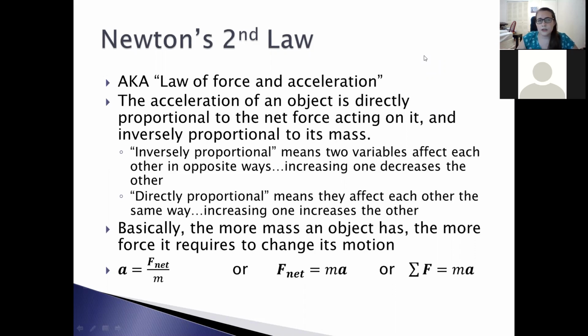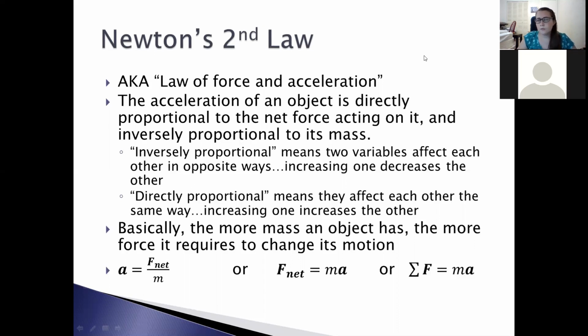And so we have three variables, three parts acting in this definition, right? We have acceleration, we have net force, and we have mass. So down there at the bottom, I have the three most common ways to write this law. The first one is based on the definition. So acceleration equals net force over mass, right? And since we saw in the definition that acceleration is directly proportional to net force, that means that net force is in the top of the fraction. Whereas since acceleration is inversely proportional to its mass, that means mass is in the bottom of the fraction.